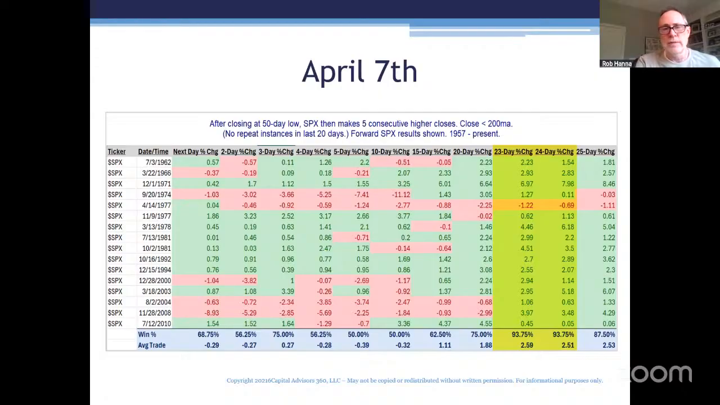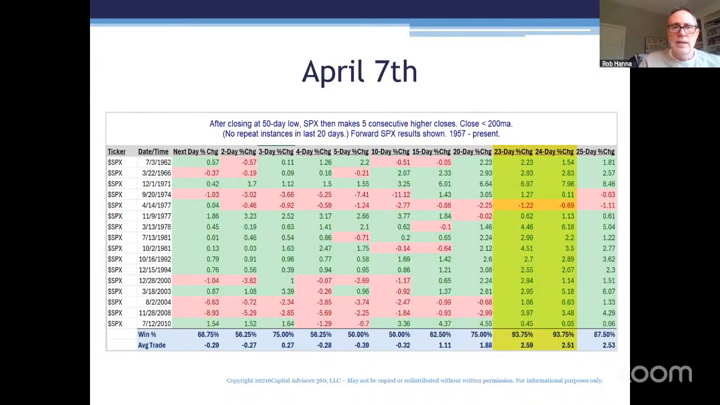So on April 7th, I saw this one fire, and it was just after a 50-day closing low. The S&P goes higher 5 days in a row, and it closes below the 200-day moving average. What I saw here was, you look out 4 or 5 weeks, it's not that steady the first few days, but it's almost always higher. So that's strength begetting more strength.